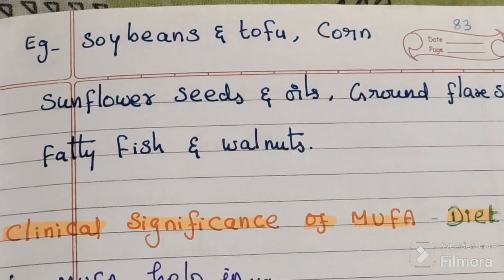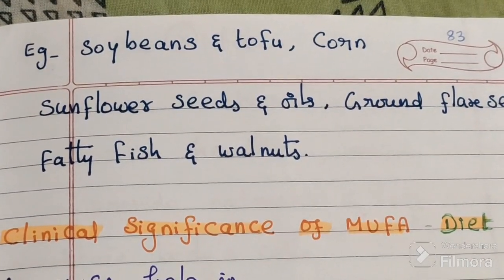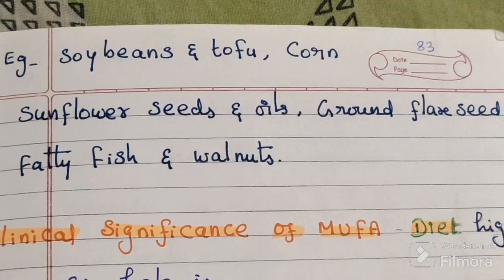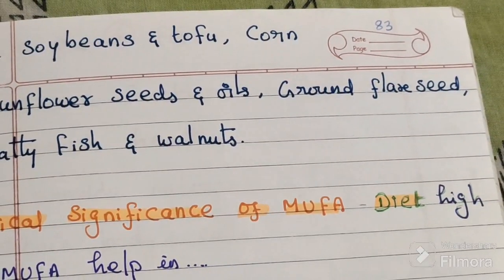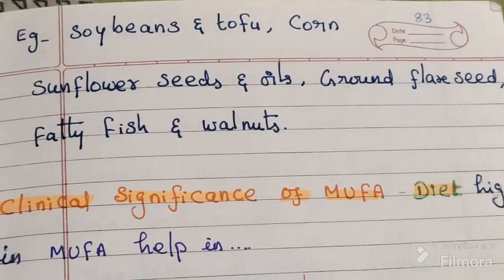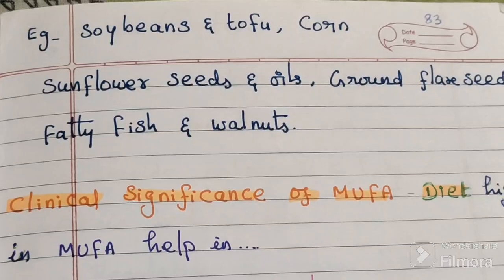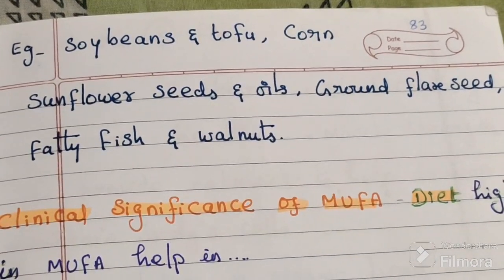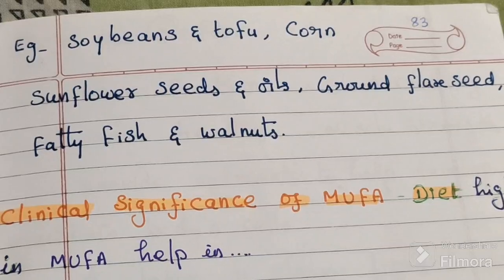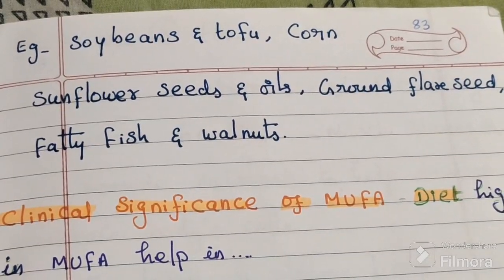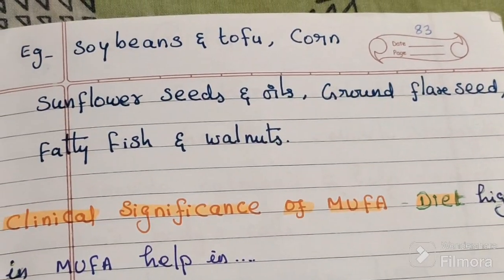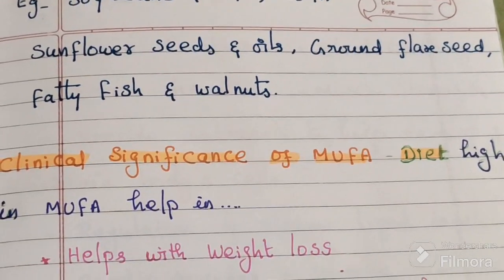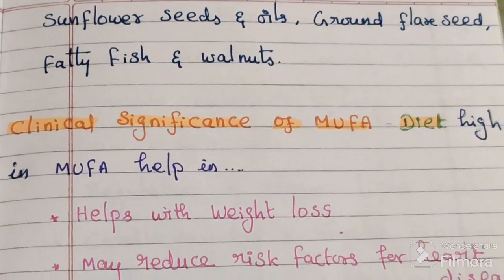Examples of polyunsaturated fatty acids: soya bean and tofu, corn, sunflower seed and oil, groundnut, flaxseed, fatty fish, and walnut.